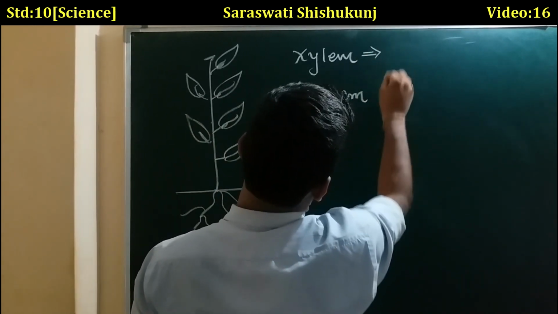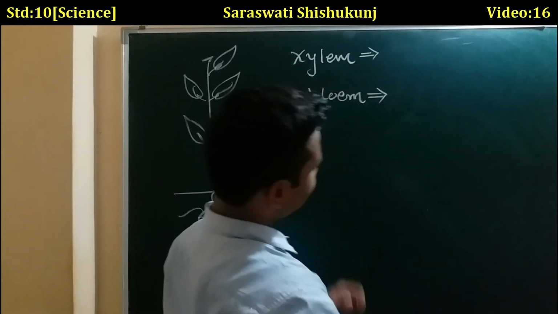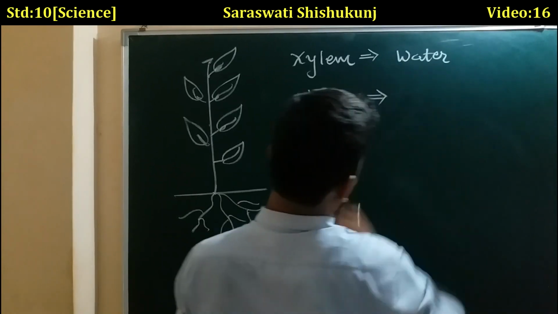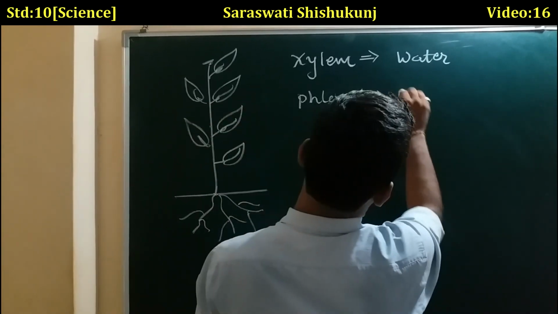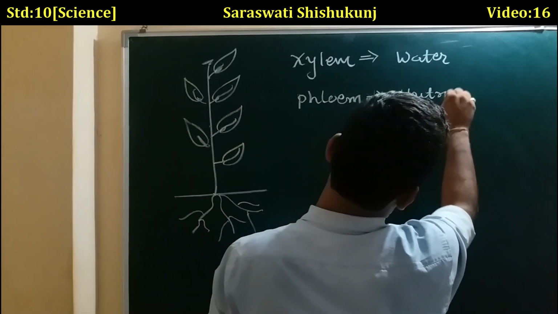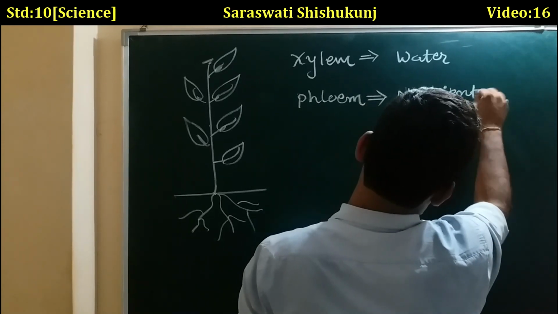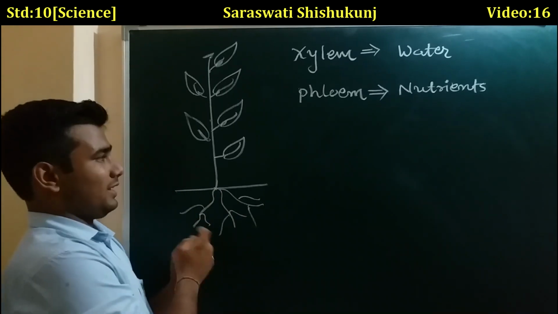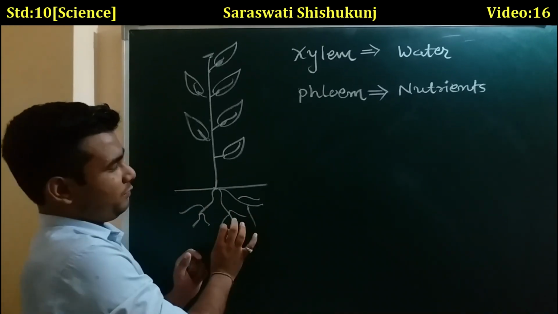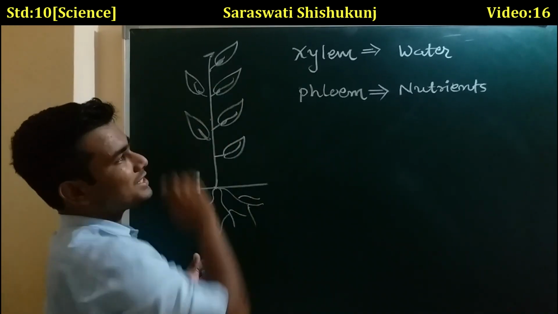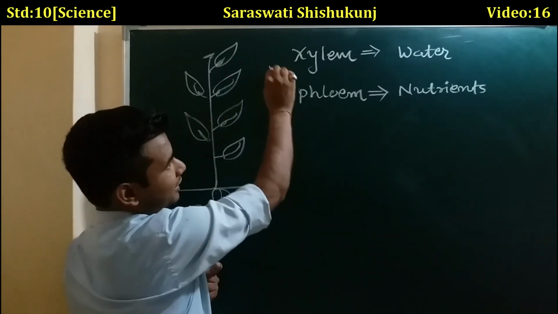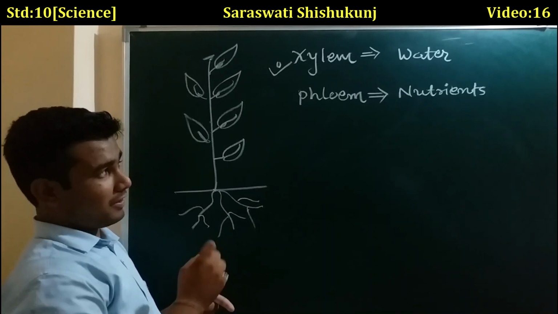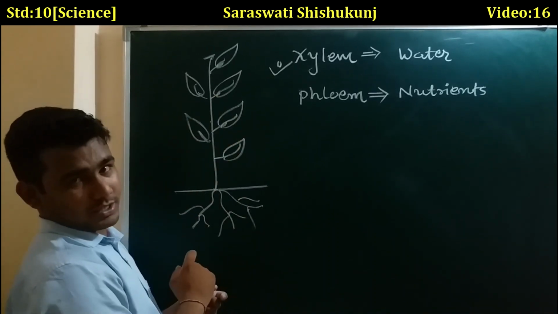Xylem is a system for transportation of water, and phloem is a system for transportation of different nutrients. Now in this case also diffusion will happen, but by the process of diffusion alone, water will not reach each and every point. So we will have a system of xylem. Xylem is responsible for transportation of water, right?